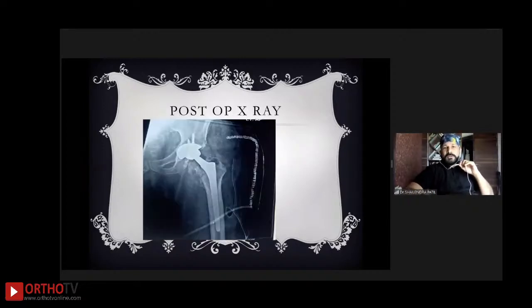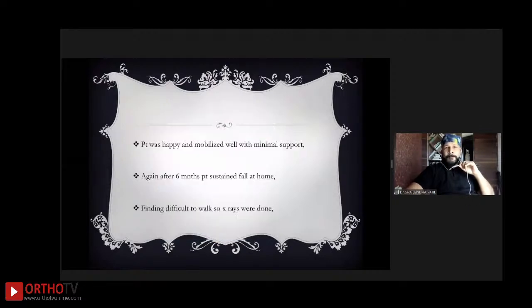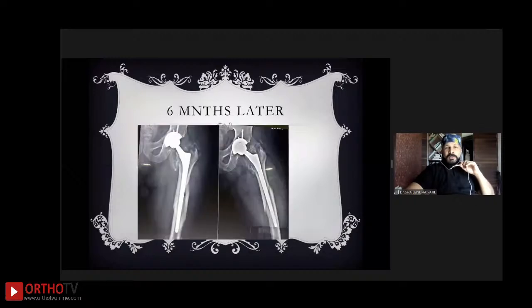After surgery, I got this kind of x-ray picture. The patient was happy, we mobilized him, he went home, and the stitches were out. After 1 month, everyone was doing well. After 6 months, the patient had a fall again. We arranged a home x-ray and got something like this. The patient developed a fracture starting from the distal locking screw, which was a quite oblique, spiral fracture.